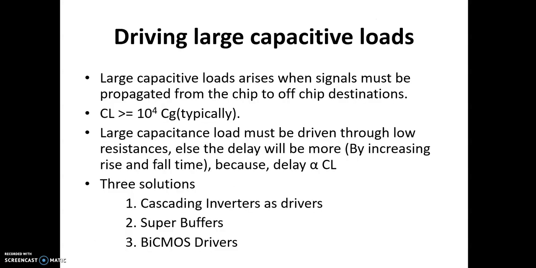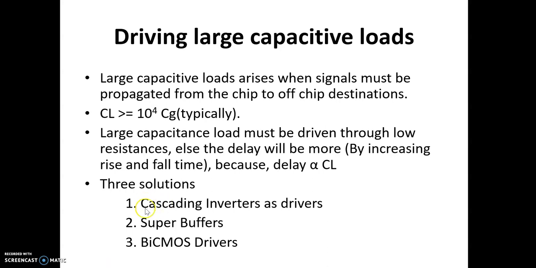Now, suppose we have to drive large capacitive loads. Large capacitive loads arise when a signal has to be propagated from on-chip to an off-chip destination. If the signal has to propagate, then it is like driving a large capacitive load. Usually, this capacitive load will be much higher than the gate capacitance. If you have to drive a large capacitance, then the delay will be more. So to decrease the delay, the resistance has to be decreased, and we have to find circuits where the delay can be reduced.